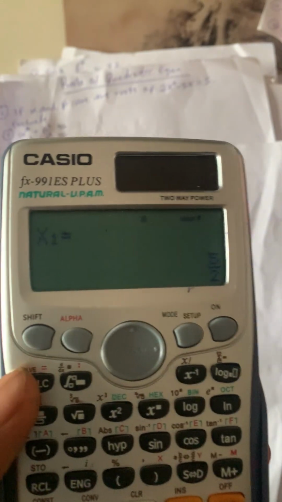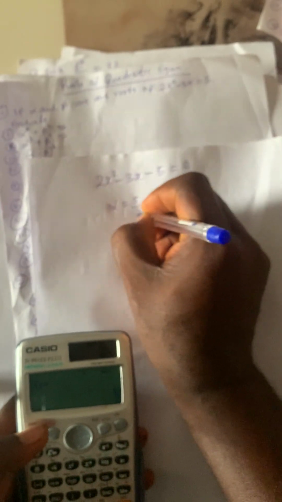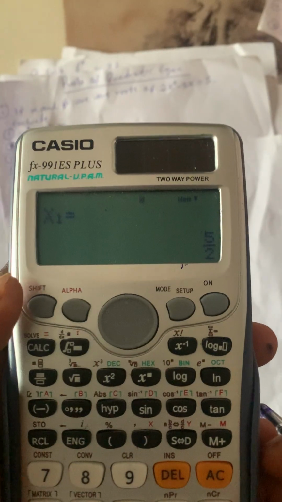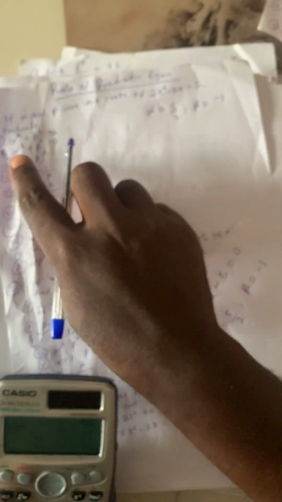It will give me that x1 is equal to 5 over 2. That means my alpha is equal to 5 over 2. Then press equal to again to get your beta. If I press equal to again, I have my beta. My beta is equal to minus 1. So now, since you have gotten this, my alpha is equal to 5 over 2 and my beta is equal to minus 1. So they say I should find alpha squared plus beta squared. It's very, very simple.